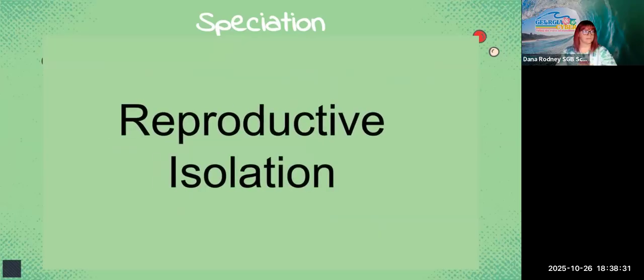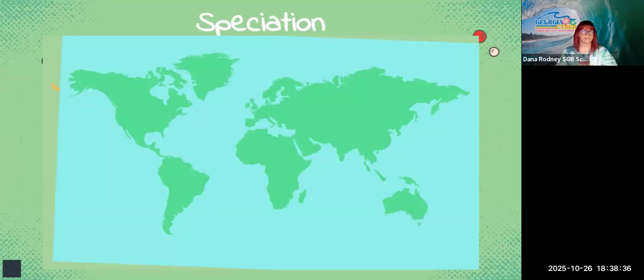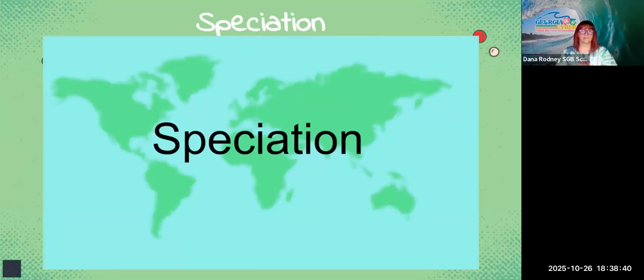So remember, the amazing variety of flora and fauna that we have in our world is due to the process of speciation, the formation of a new and distinct species in the course of evolution.